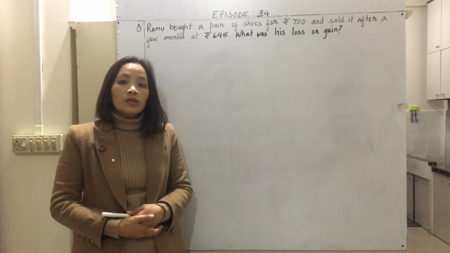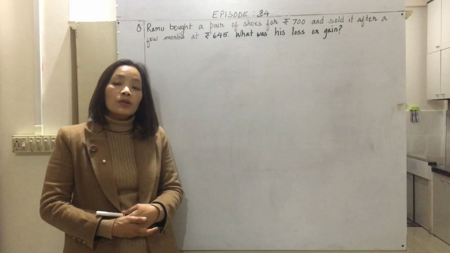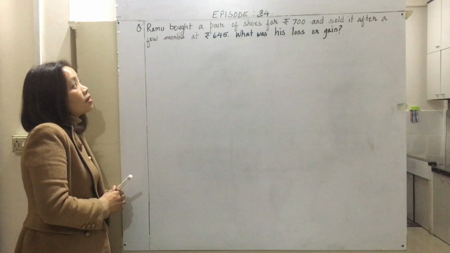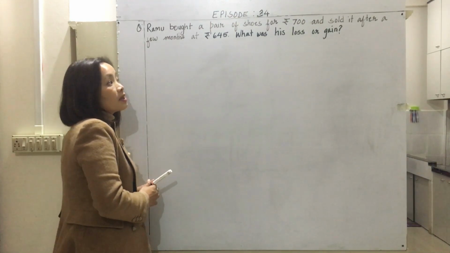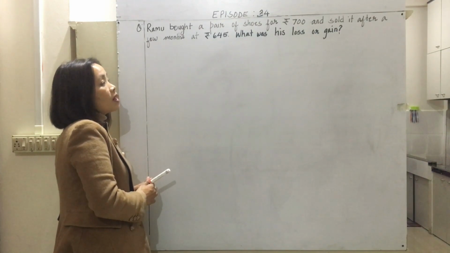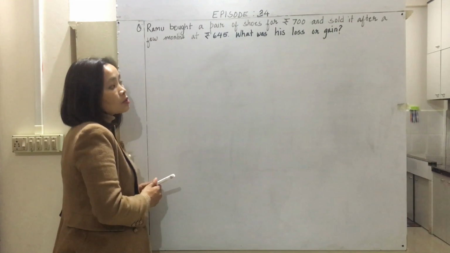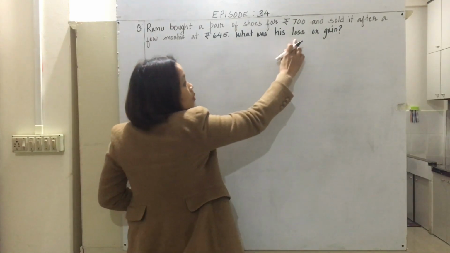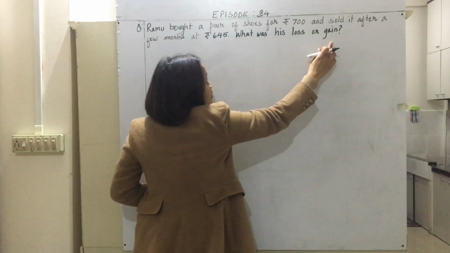Today we will be continuing with profit and loss, and we will be starting a word problem question today. Here is the question. Ramu bought a pair of shoes for rupees 700 and sold it after a few months at rupees 645. What was his loss or gain? As we had explained before, loss or gain, sometimes we use profit instead of gain. Gain and profit are same, right?